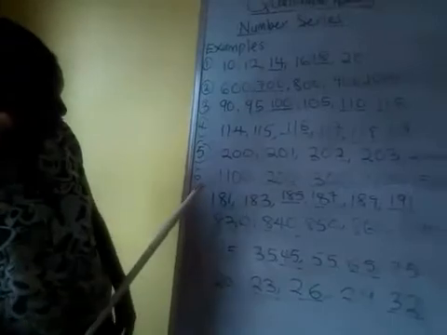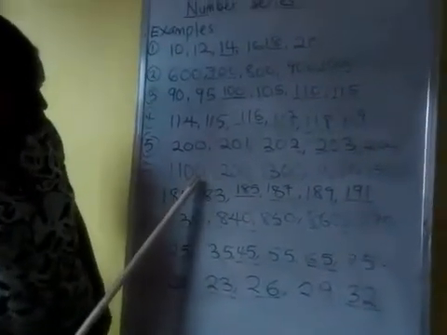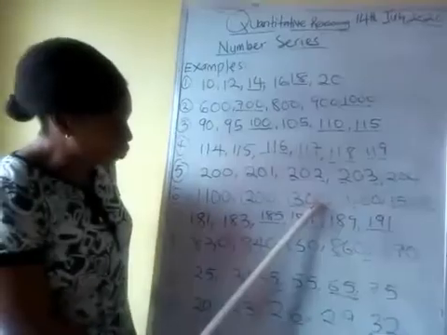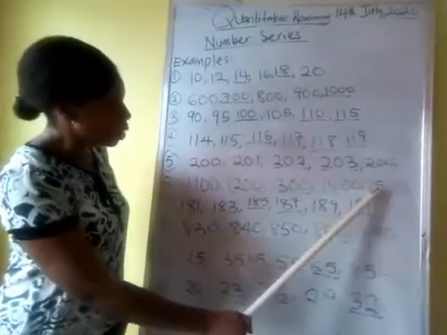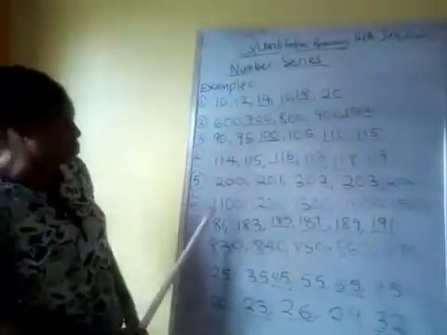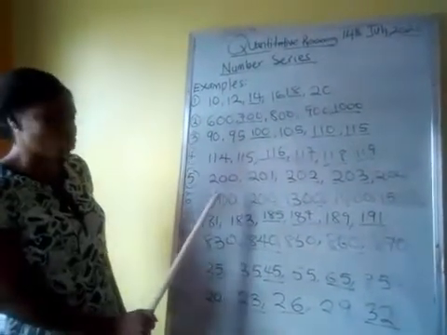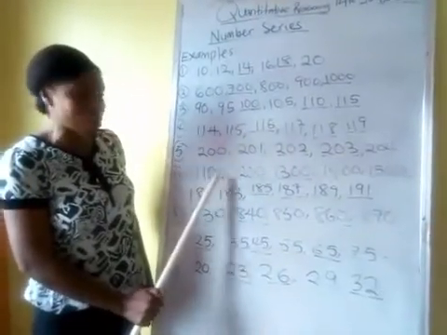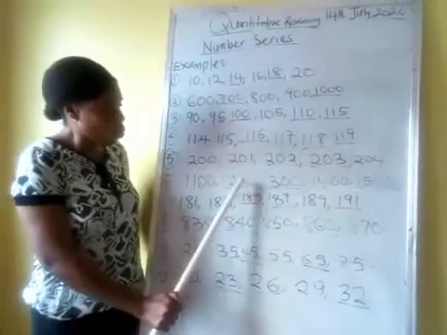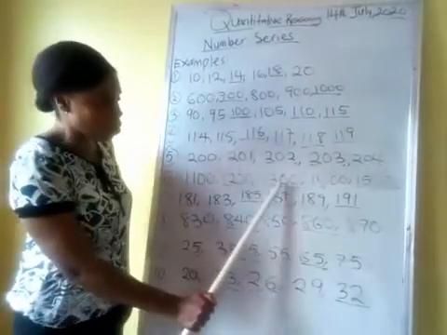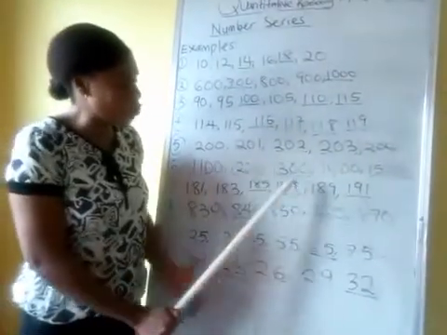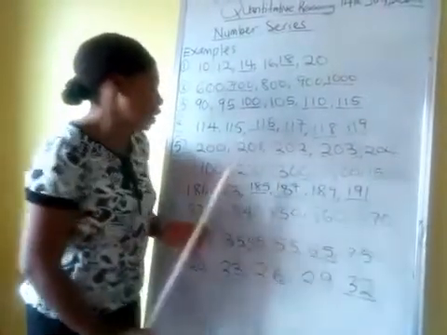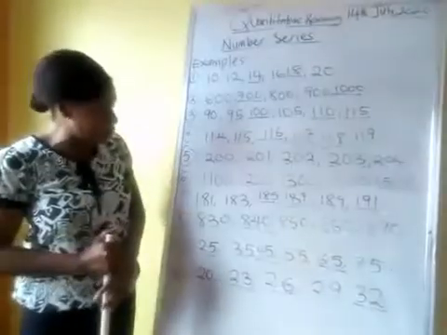Now let's go to the next one, number 6. We have 1,100, 1,200, 1,300, 1,400, 1,500. Now, from the first number, how do we get to the next number? We are going to add 100 to this number. 1,100 plus 100, you get 1,200. 1,200 plus 100, you get 1,300. 1,300 plus 100, 1,400. 1,400 plus 100, you get 1,500. It means we are adding 100 to each of the numbers.